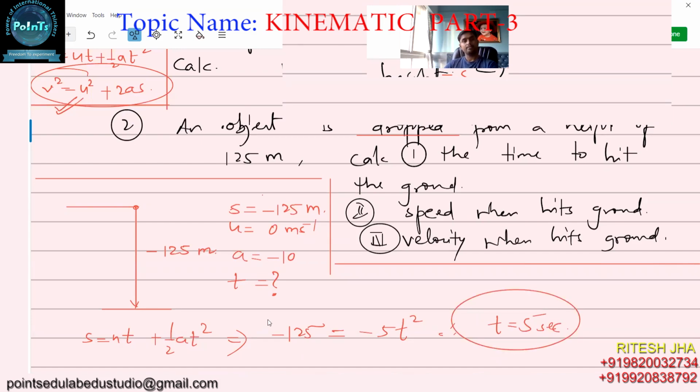t is equal to 5? Oh, it's a square. Okay. t squared. What is wrong with me? Now do the second one.